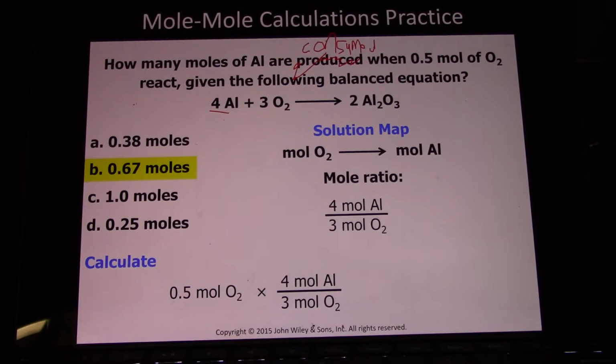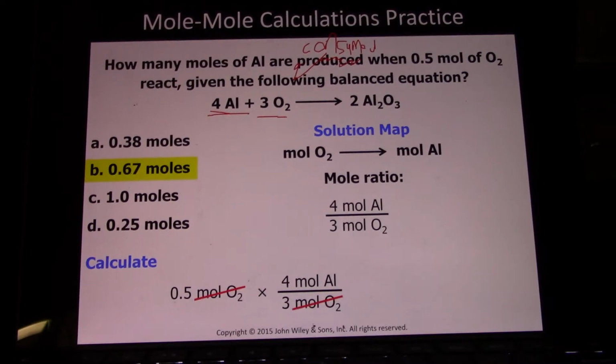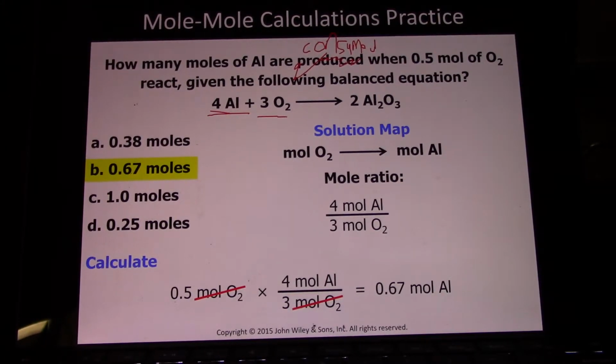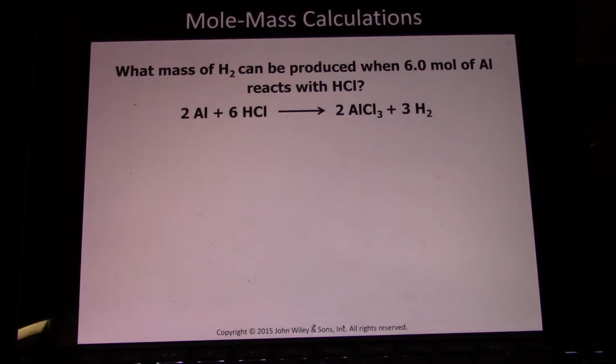Well, it's a 4 to 3 reaction. So you consume 4 moles of aluminum for every 3 moles of oxygen consumed, which means we will consume 0.67 moles of aluminum to react with 0.5 moles of oxygen to make our aluminum oxide.